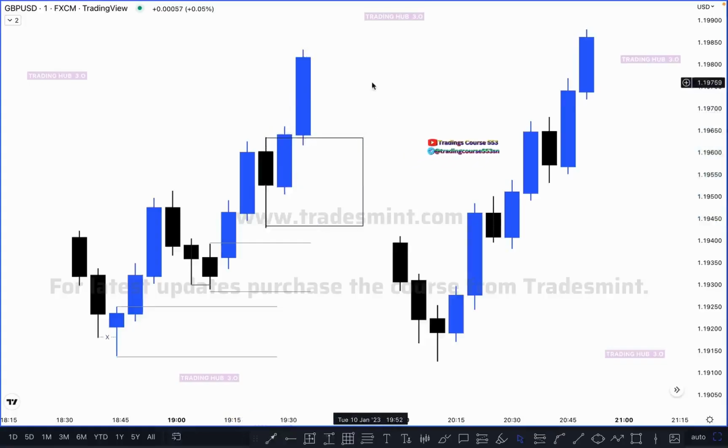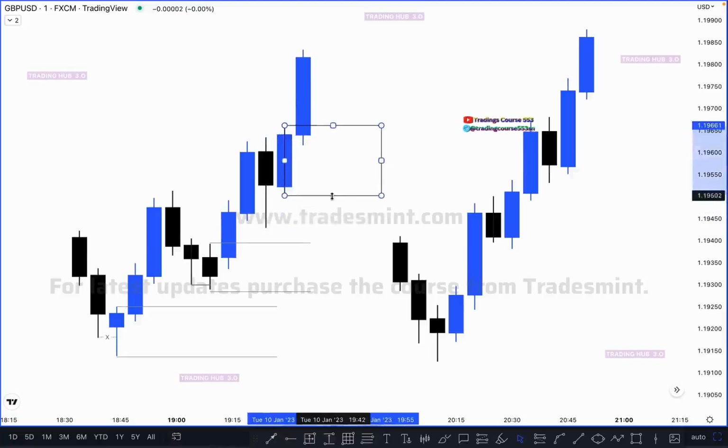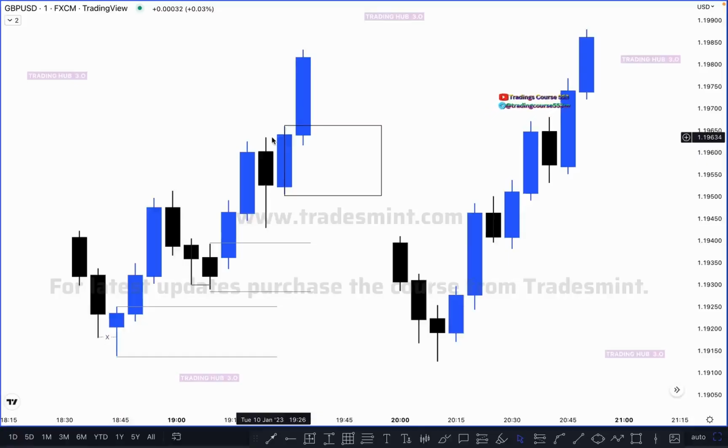So where is our next order block? You can simply switch to the next candle like this, and now this is our new order block here. Why? Because here we can see there is no imbalance.